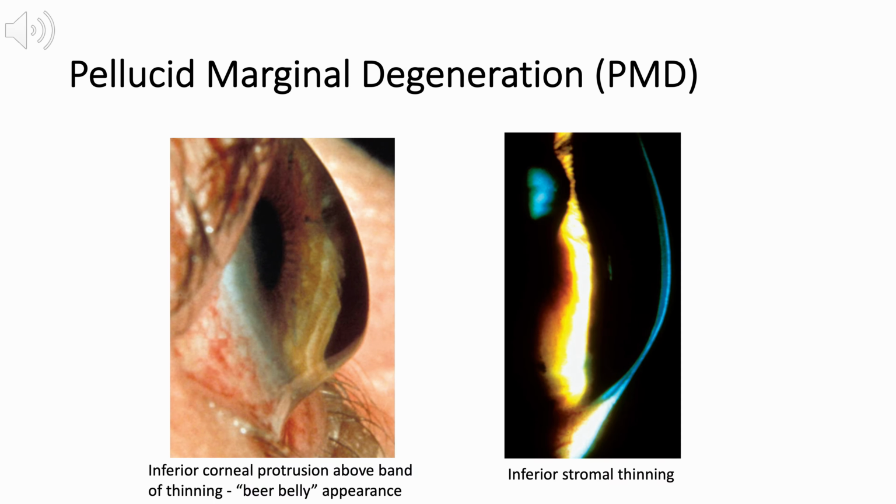This slide demonstrates the hallmark clinical findings of PMD. On the left image, we can see a striking inferior corneal protrusion just above a band of inferior thinning. This protrusion creates the characteristic beer belly appearance that distinguishes PMD from keratoconus, where protrusion occurs at the actual point of thinning. On the right image, a slit-lamp cross-section highlights the inferior stromal thinning, located 1 to 2 millimeters above the limbus, with associated protrusion above this area.